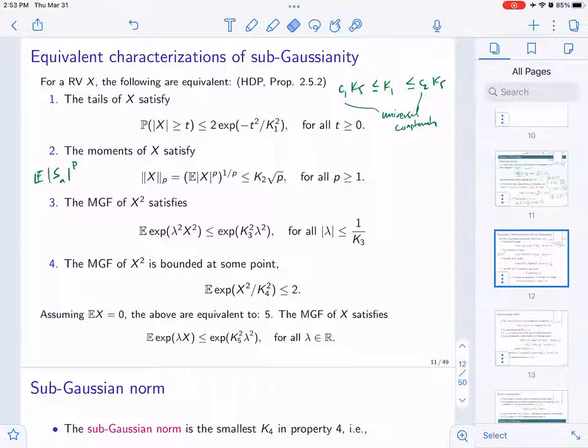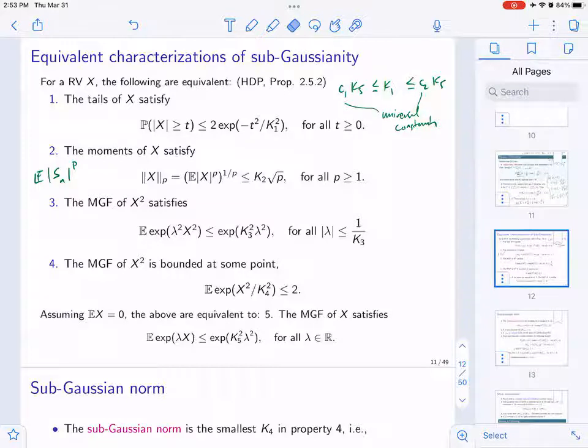2 is not important. It can be any number. It's convenient to be 2 here. If you look at this, this is just the MGF of x squared evaluated at 1 over k to the 4, over 2. So there is one point at which the MGF of x squared is finite. The interesting thing is that this is also equivalent to subgaussianity.